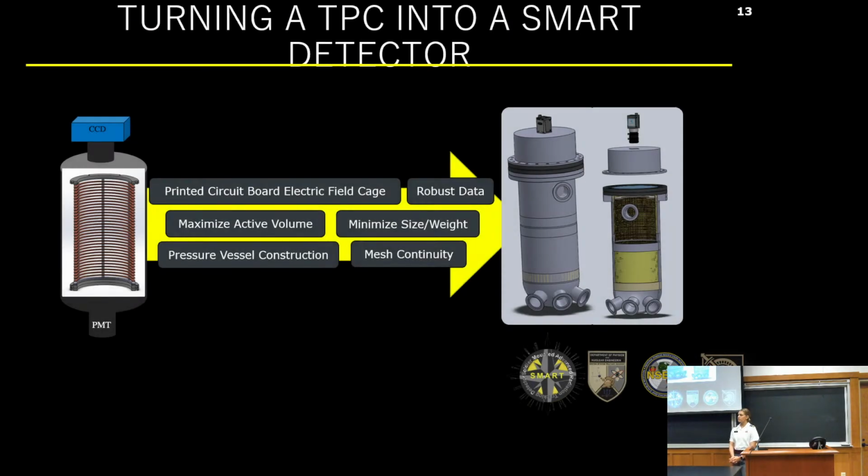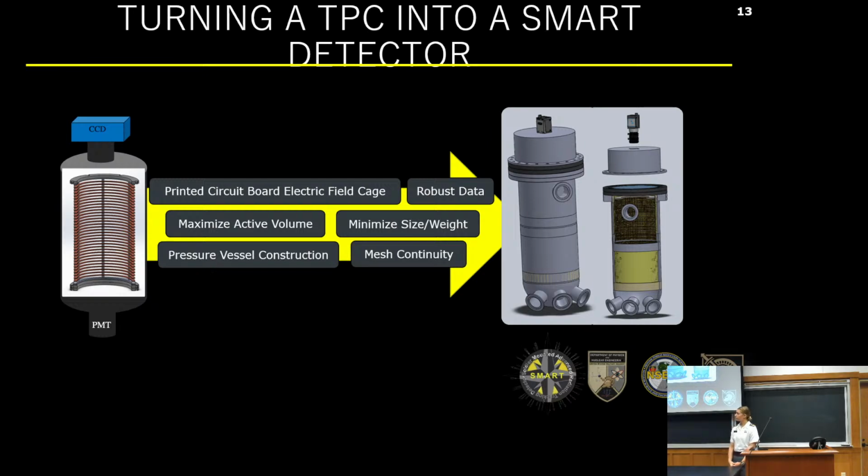How do we do that? How do we take a high-energy physics problem and put it into a soldier-mountable device? There are a couple of ways and a couple of things we need to accomplish. The first of which is minimize size and weight and maximize our active volume. We do this with a printed circuit board design that takes in the electric field cage necessity and turns it into something capable on the battlefield.